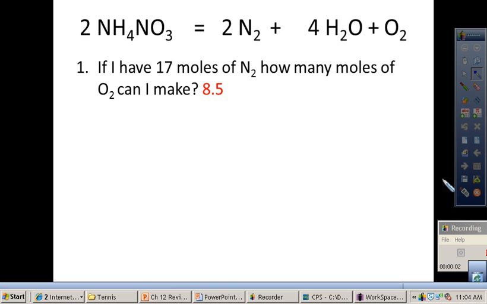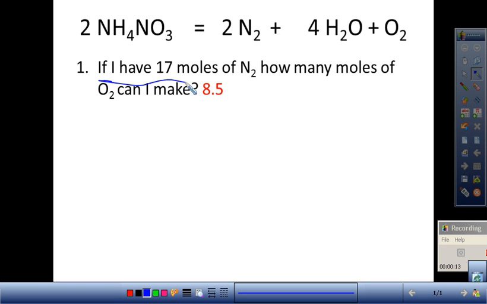First thing we want to do is write our given. So we have right here, 17 moles of N2. I don't want moles of N2, so I'm going to write it down here. What can I change it to?